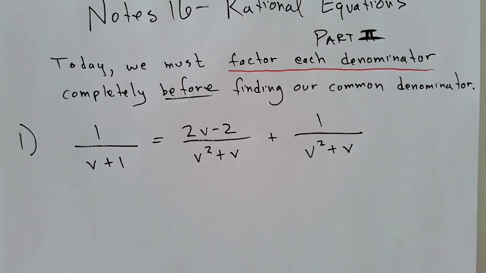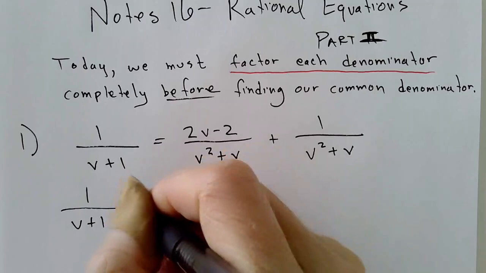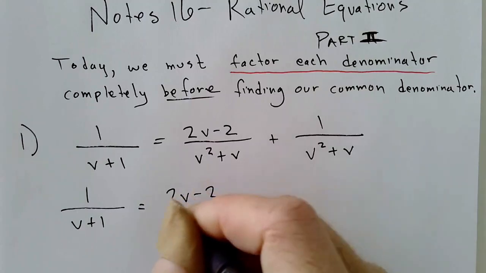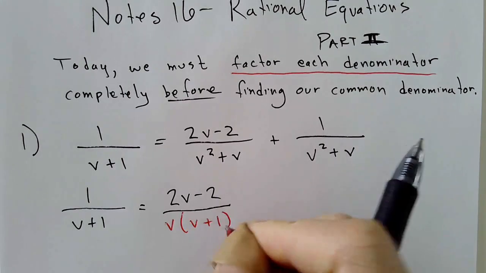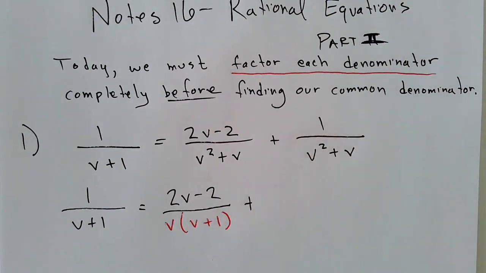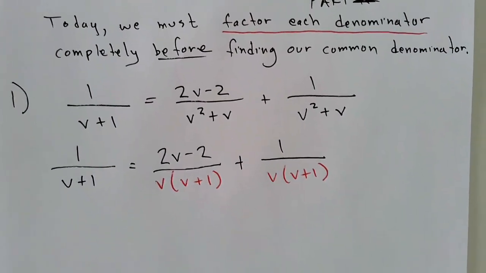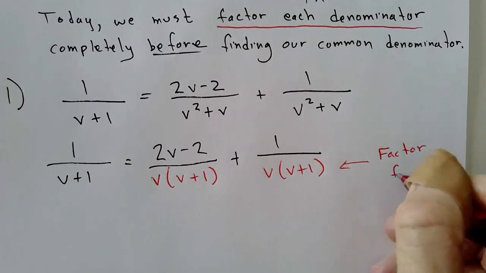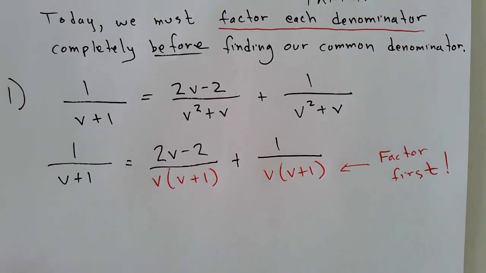So I'm going to rewrite this, but I'm going to factor the ones that can be factored. And so that's not the numerator, the denominator. Okay, plus 1 over v plus 1. So the red is what I did to factor, okay? So I should say factor first.